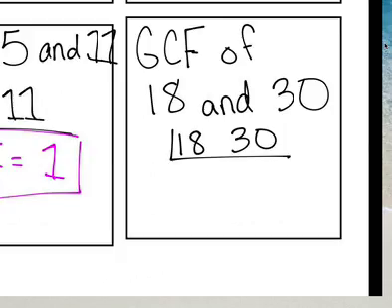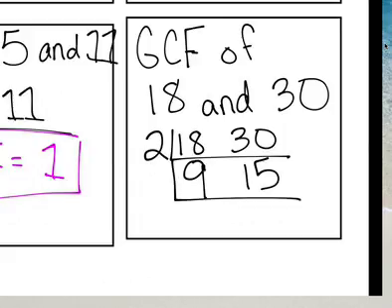One number that goes evenly into 18 and 30 is 2. I'm going to start there. Remember, you might have started differently, and that's okay. 18 divided by 2 is 9, and 30 divided by 2 is 15. I can then see that 9 and 15 are both divisible by 3, so I'm going to draw another layer and keep dividing. 9 divided by 3 is 3, and 15 divided by 3 is 5.